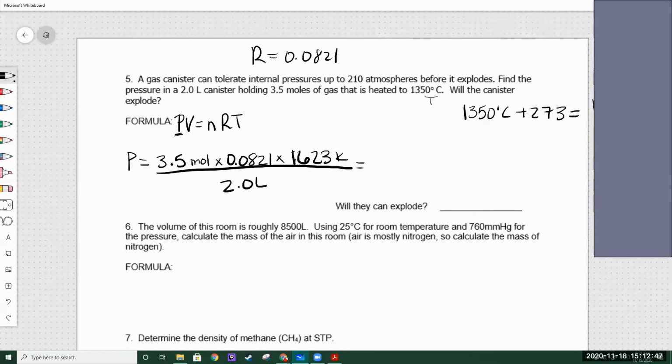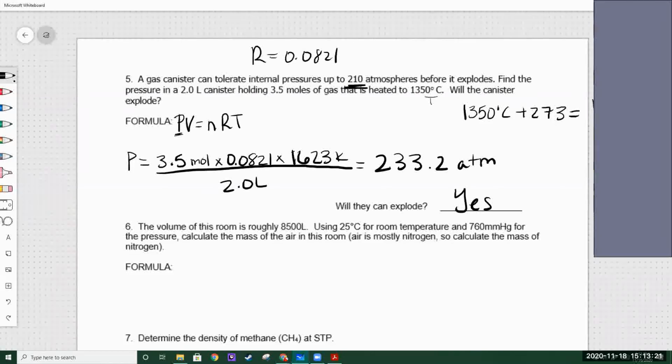So when you do the calculation, we end up with a pressure of 233.2 atmospheres. So since it's greater than the pressure at which it would explode, is this going to blow? Yes, it is. Okay.